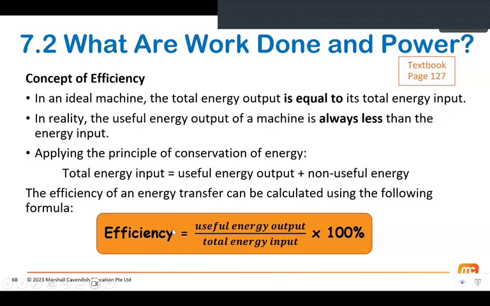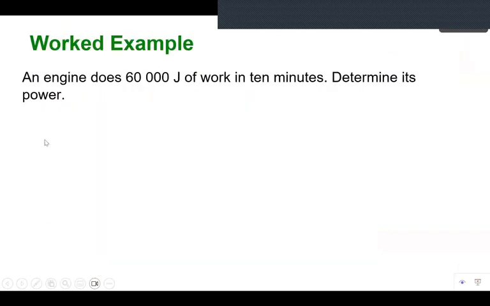So there is actually a formula for calculating the efficiency of the machine. It's the useful energy output over the energy that you put in, times 100%. That will be the efficiency. So we look at a few worked examples. The first worked example: an engine does 60,000 joules of work in 10 minutes. Determine its power. So I'm going to use my triangle, EPT.